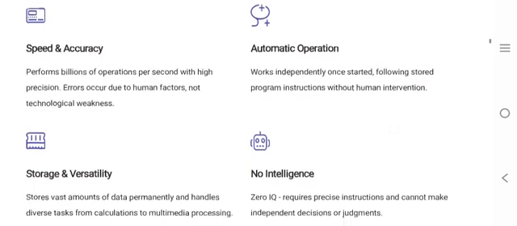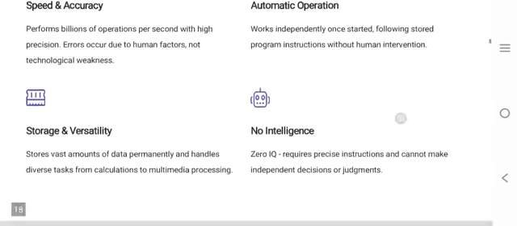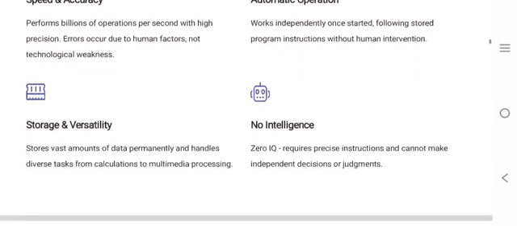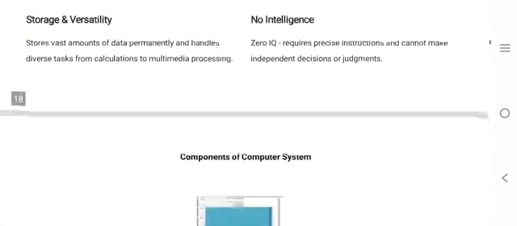Once it is started, they work automatically, following the given instructions, called automatic operation. They have large storage capacity, allowing us to store the data permanently, called storage. They are versatile and perform multiple operations and functions, but they have no intelligence. They only follow the given command, called no intelligence.